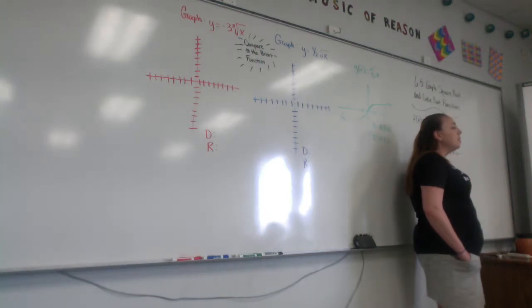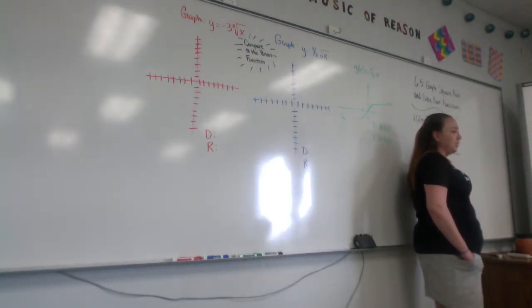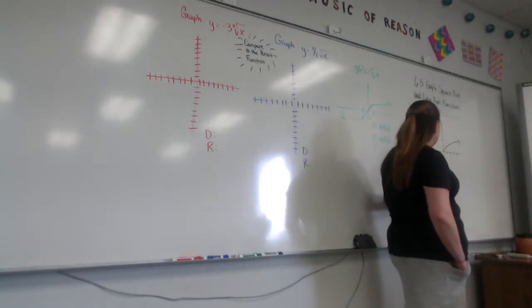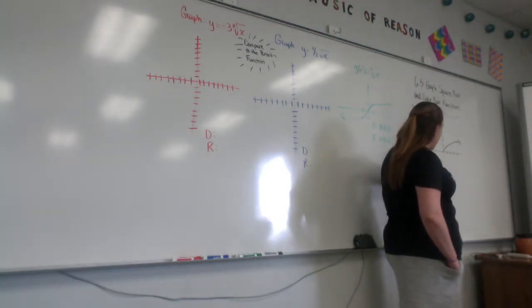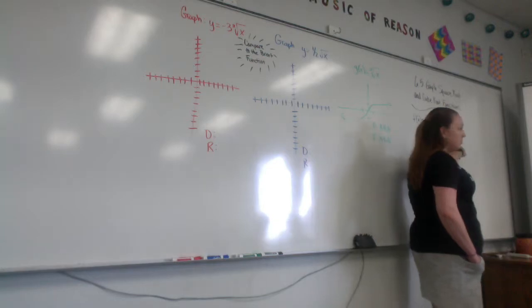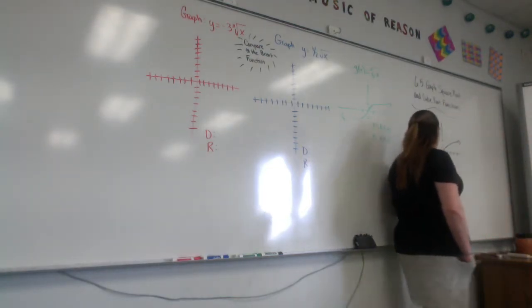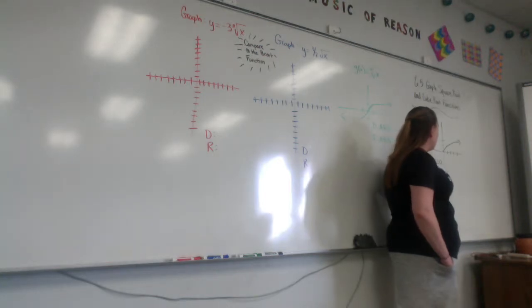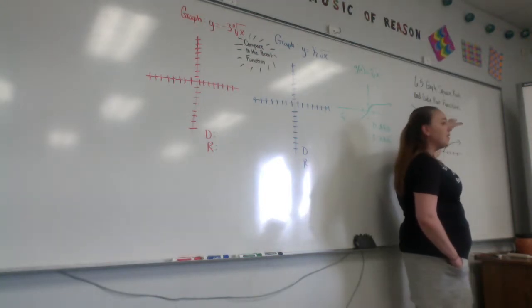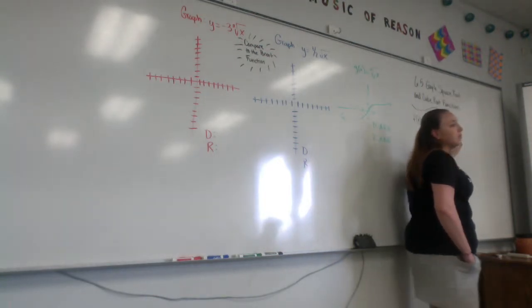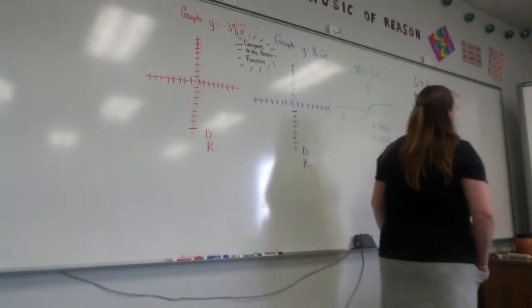When we are doing parent functions of square root functions, we are not putting the negatives in here. Meaning my domain is x is greater than or equal to 0, meaning I can only plug positive numbers in. And my y is greater than or equal to 0, meaning I can only get positive outputs on the parent function of this graph.